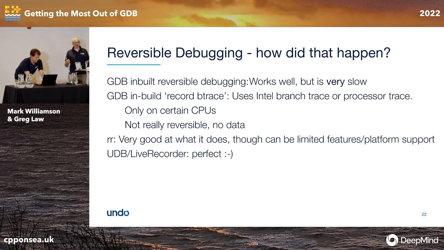There's a thing called RR, which stands for record and replay. That is also nice and fast, not quite as fast as the Intel tracing stuff, but it's pretty fast. Much faster than the inbuilt reversible debugging. But it does depend on features from the platform. Particularly, it needs access to the performance counters, which may or may not be there. And there are certain kinds of programs that it can't debug, like those that use shared memory or async I/O. But where it works, it works very well.